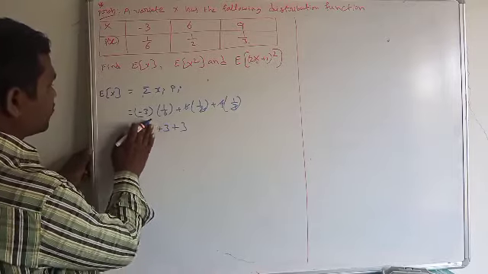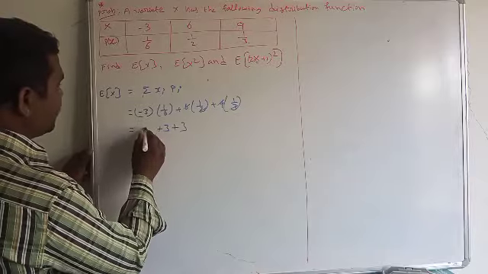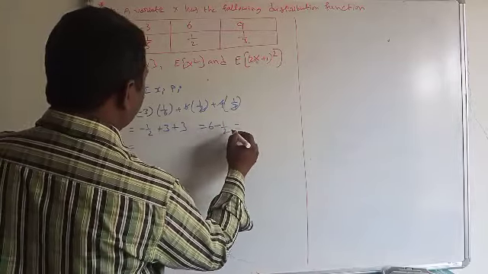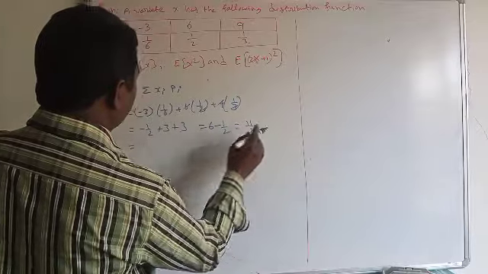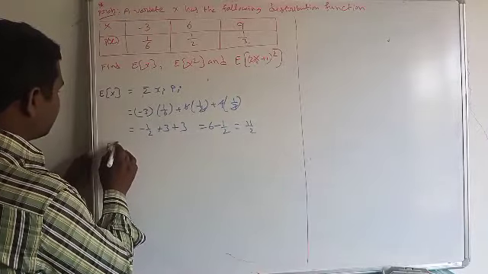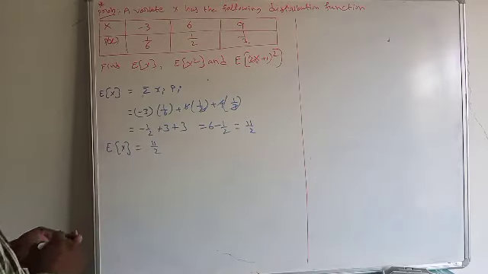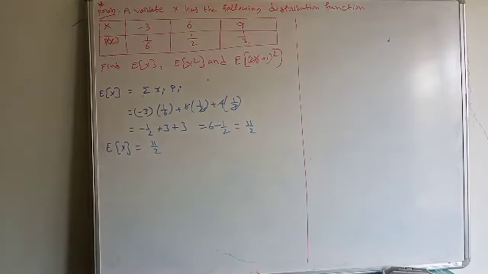Minus 3 by 6 is minus 1 by 2. Then plus 3, plus 3 into 6 by 2 is 3, and 9 by 3 is 3. So minus 1 by 2 plus 3 plus 3 gives 11 by 2. Therefore expectation of x is equal to 11 by 2.